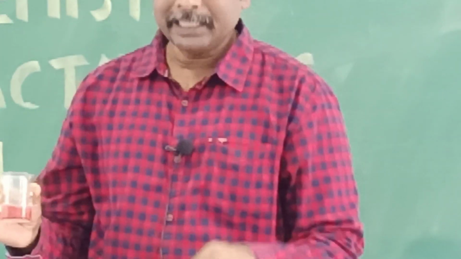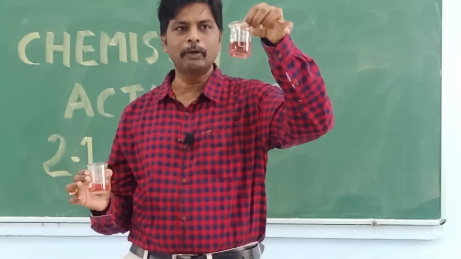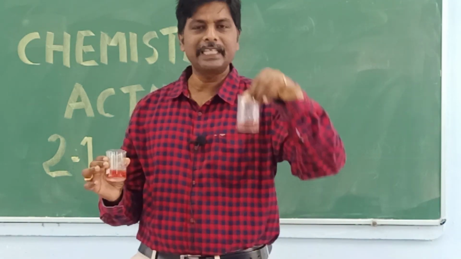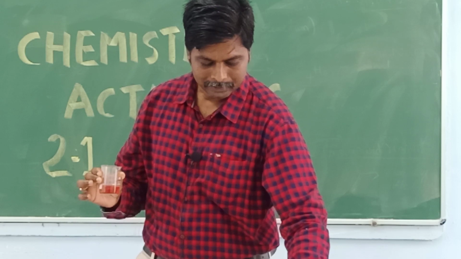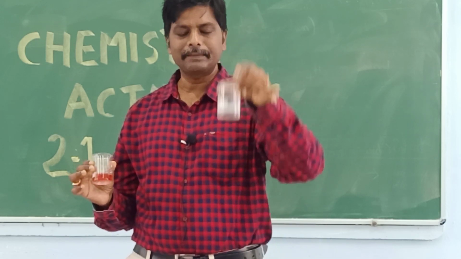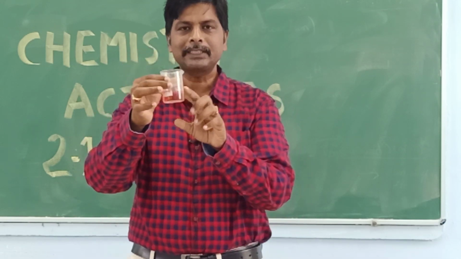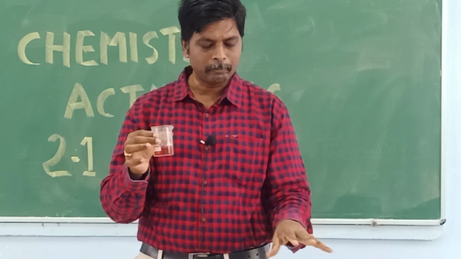So HCl is tested with 4 indicators. HCl turns blue litmus to red. HCl, no change with red litmus, same red litmus. HCl with phenolphthalein, no color. HCl with methyl orange, it gives pink.